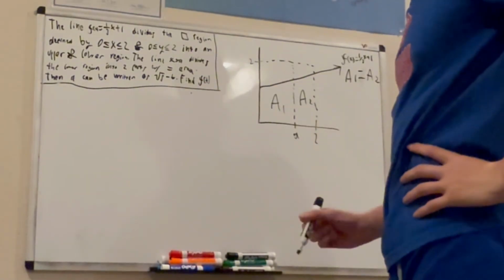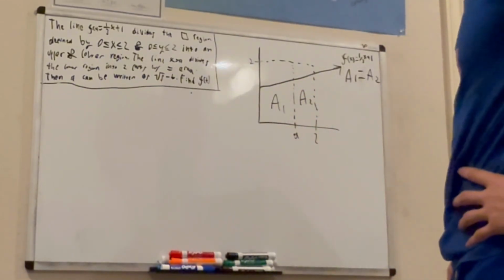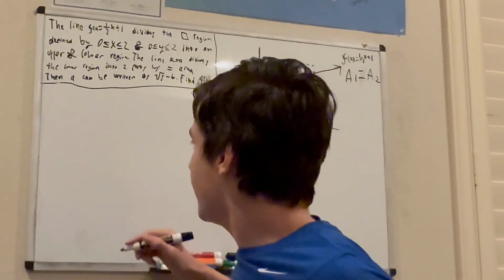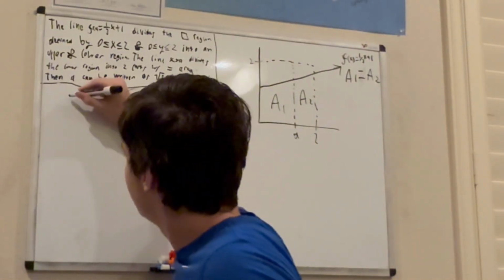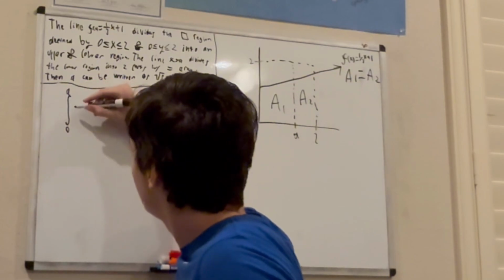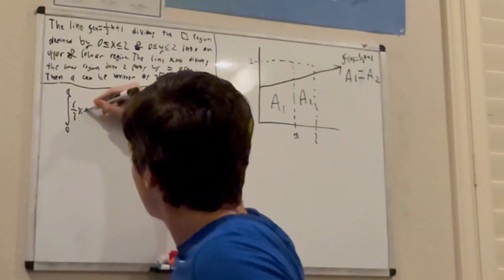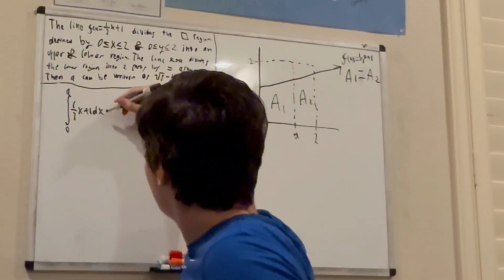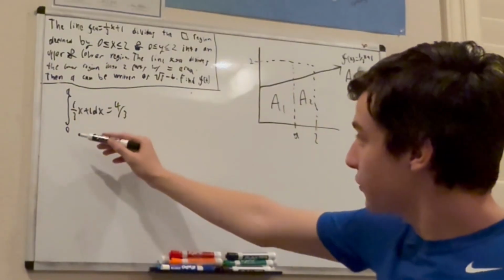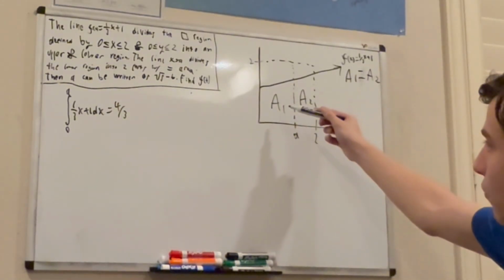So now we want to find the line x equals a that actually makes these two areas equal. Well, let's think about this for a second. That a must satisfy this property. The integral from 0 to a of 1/3 x plus 1 dx must be equal to 4/3. Because the area from 0 to a under this curve is just going to be area 1 right here.